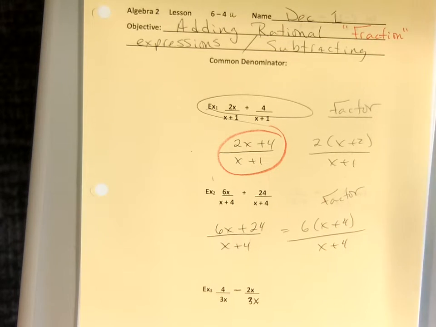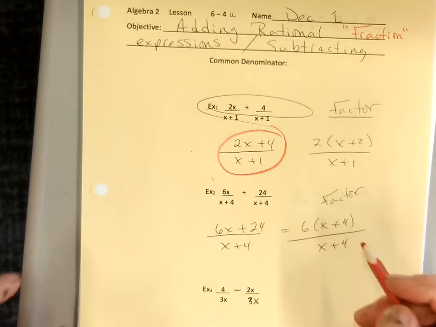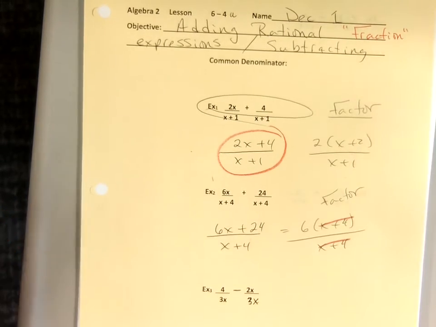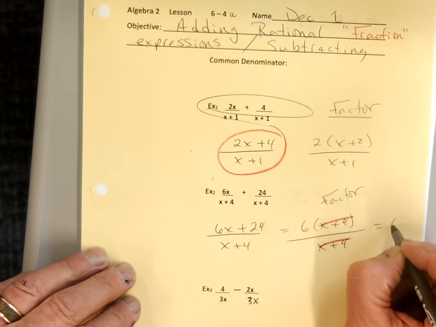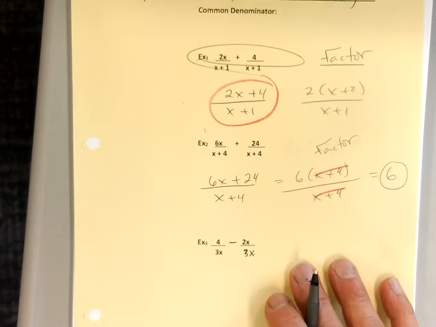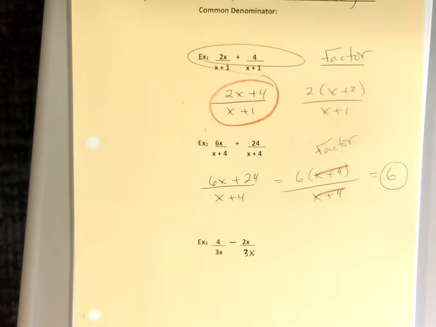Now, why was that a good move? What do you see when you simplify? So this cancels with this, and what's my answer? Just plain old 6. So sometimes being able to factor can help you. Okay, so far, so good. Today should be an easy day.